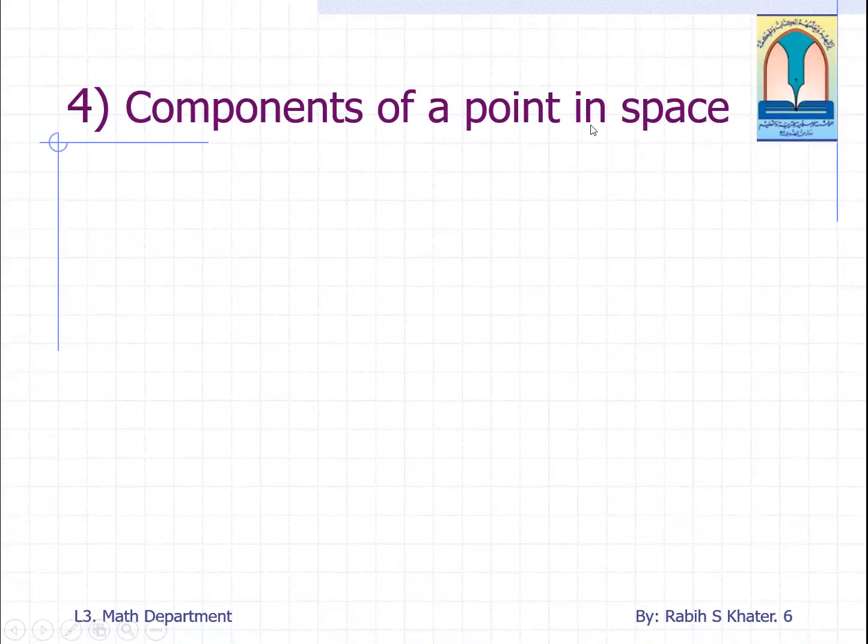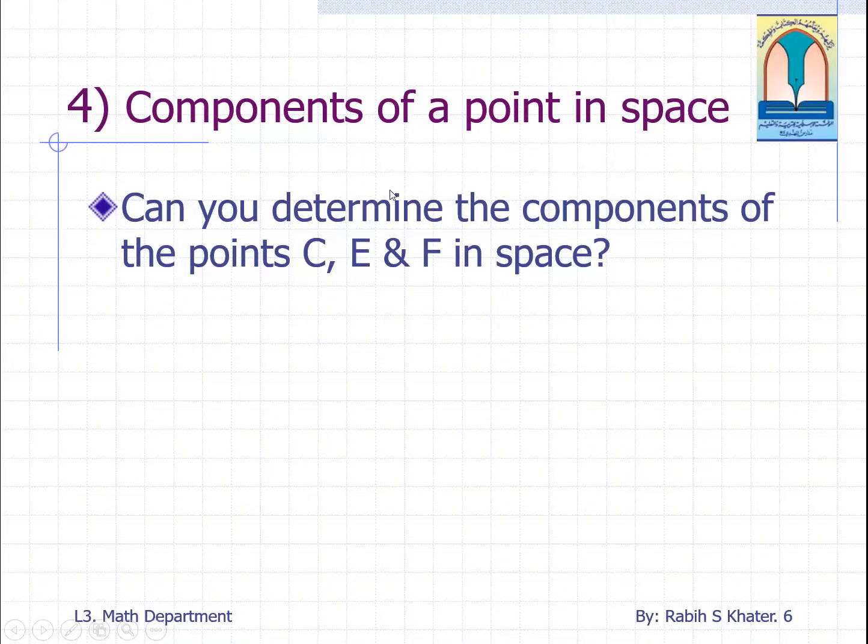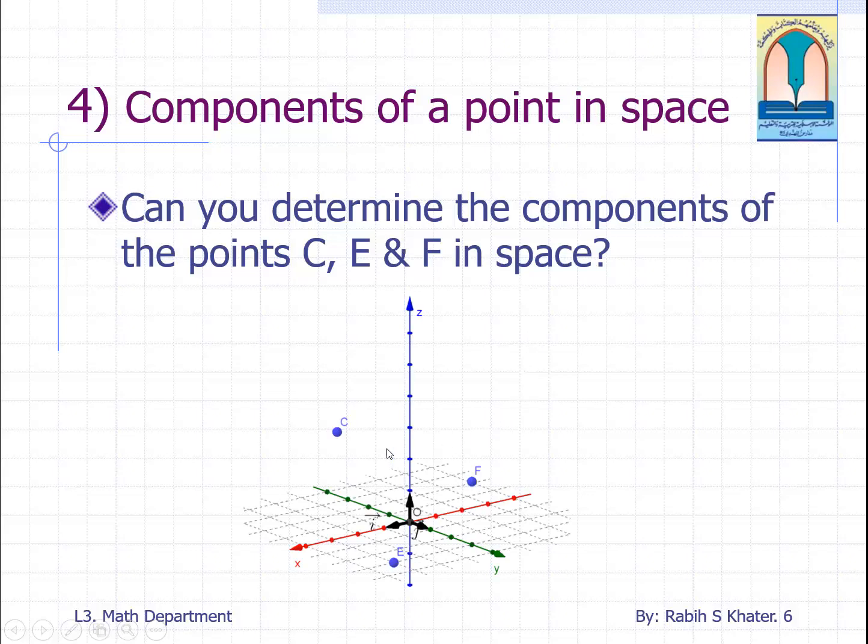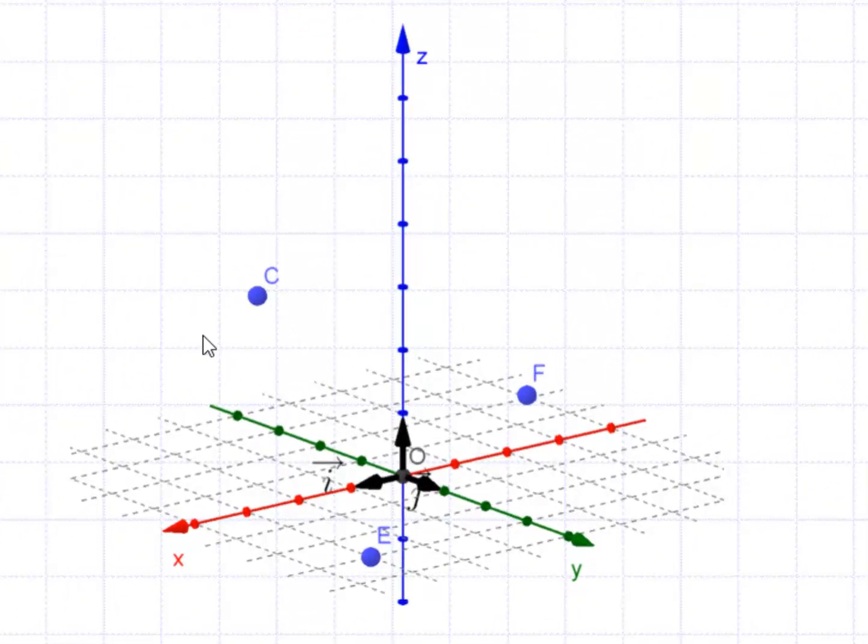The fourth point, which is components of a point in space. Now, let's see if you can do this. Can you determine the components of the points C and E and F in space? Well, here are the points: C, E, and F. Well, did you find the coordinates? Okay, if you did, then this is good for you. If you didn't, then you only have to wait to the end of the video.